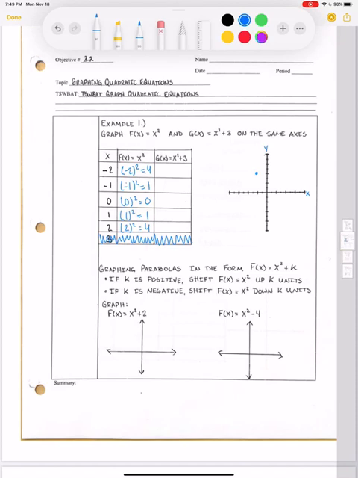Then I have negative 1, positive 1. 0, 0. 1, 1. And 2, positive 4. That's going to be the graph of f of x equals x squared. We're going to put arrows on both ends because a quadratic function is continuous. Next, we're going to look at g of x equals x squared plus 3. Same deal. I'm going to take my values and plug them in.